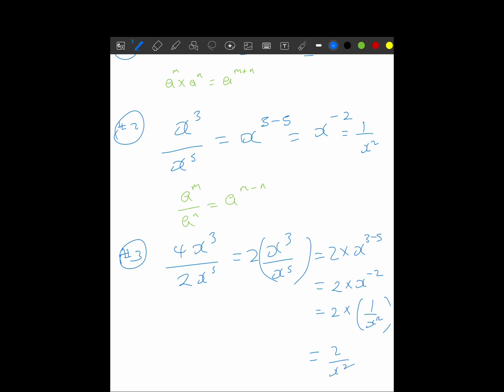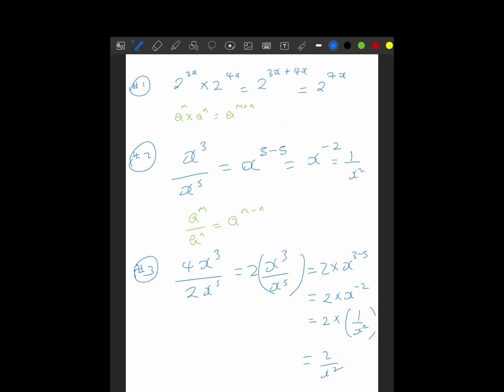Does this make sense? Please let me know if it makes sense. If it doesn't, also let me know. I'm happy to go through it with you. So let's go to number 3.